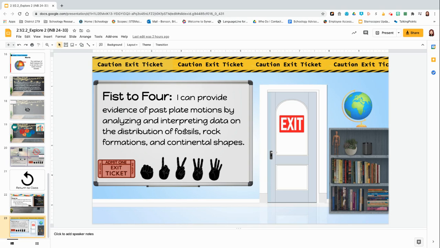Then we'll check out with our FISTA 4 reflection poll. Rate yourself on how you can provide evidence of past plate motions by analyzing and interpreting data on the distribution of fossils, rock formations, and continental shapes. A 4 would mean that you can teach it. A 0 means you have zero idea of what's going on.